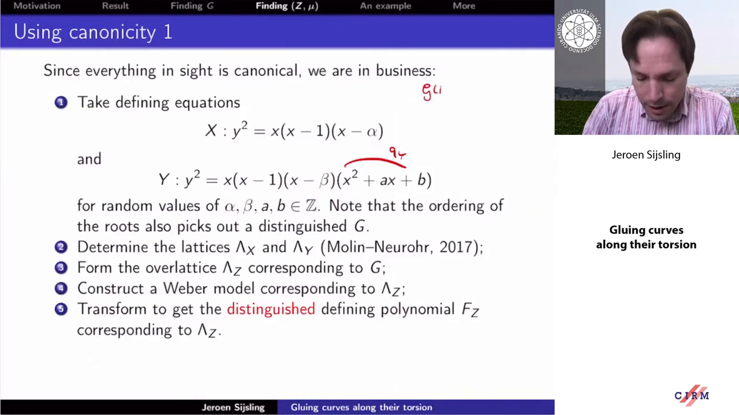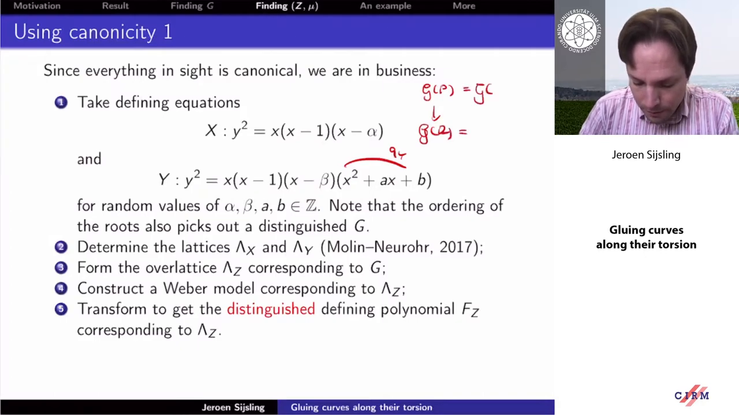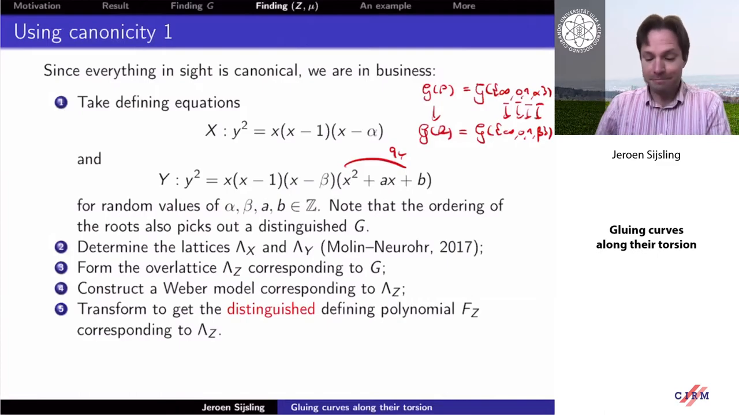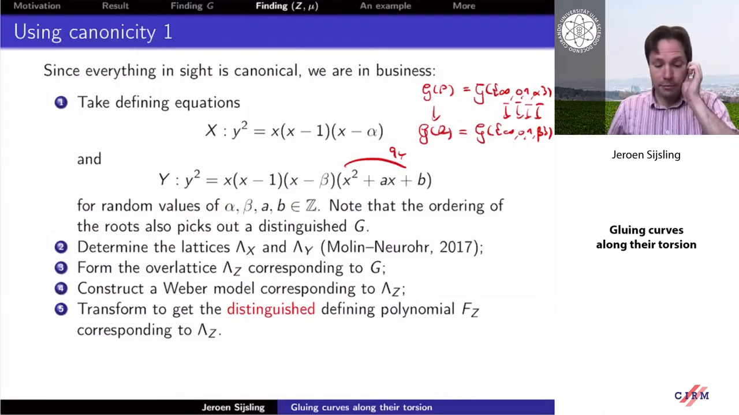Because not only do I have a quadratic factor, I can also indicate a very special symplectic isomorphism between the roots. Because here I have these four roots. Though I have four roots here, I just take the map that sends these things to the things that they're above. That's a symplectic isomorphism. It picks out one special symplectic isomorphism.